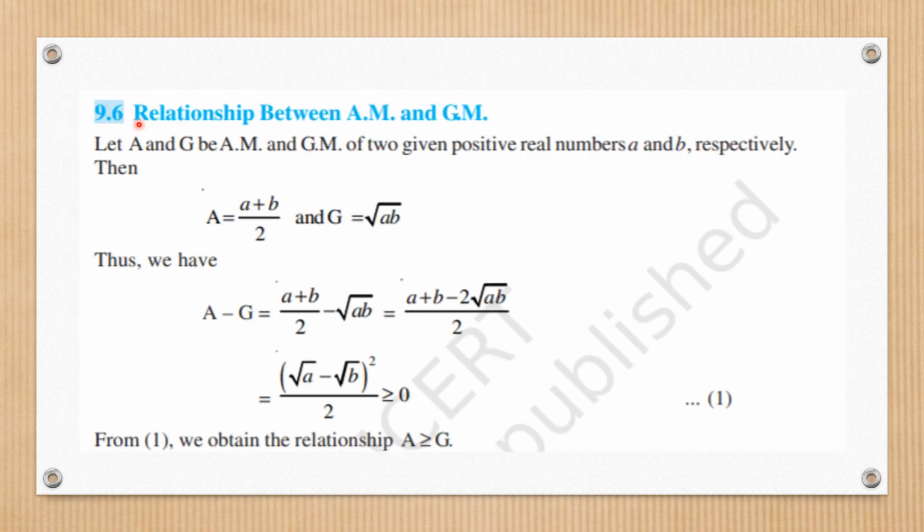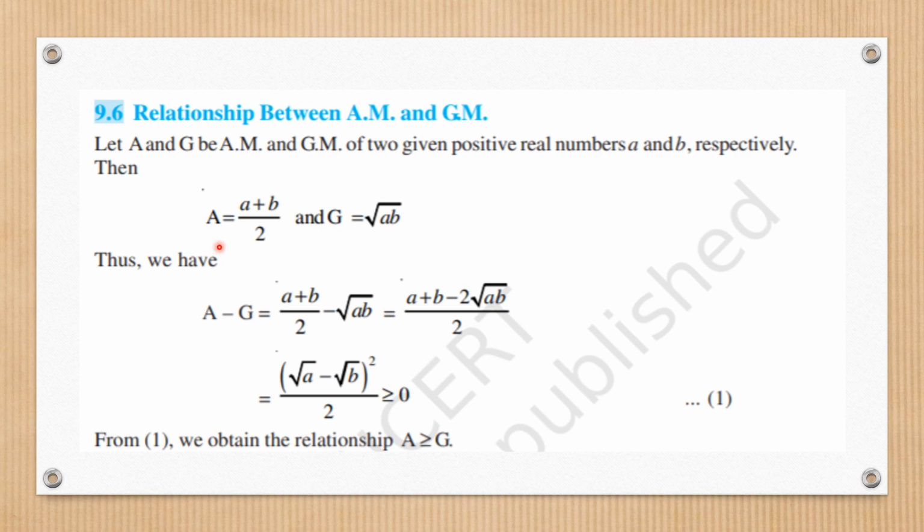Now let us understand the relationship between arithmetic mean and geometric mean. Let capital A be the arithmetic mean and capital G the geometric mean of two given positive real numbers a and b respectively. We know that A is (a + b)/2 and G is the square root of ab. This G is derived from the terms having a common ratio. When you apply this result, you find the geometric mean, or the middle number, as the square root of the product of the other two.